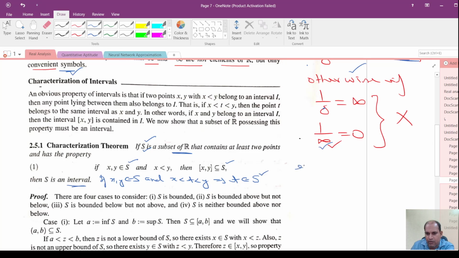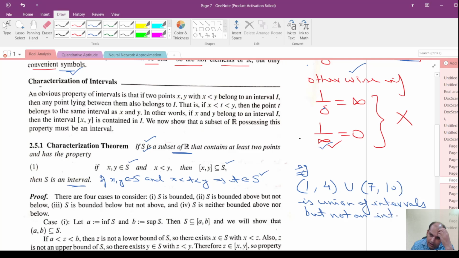For example, the open interval (1, 4) union (7, 10) is a union of intervals but not an interval. Why?